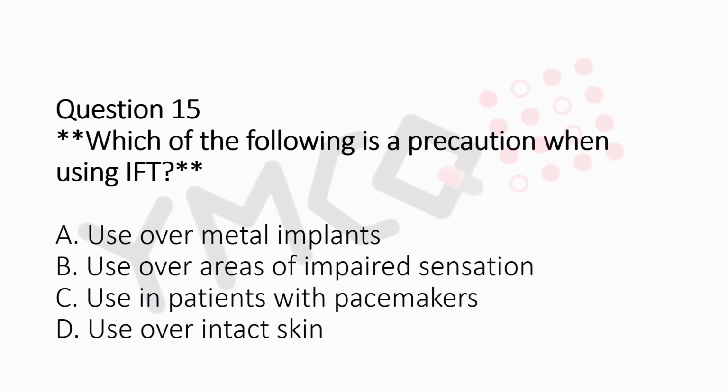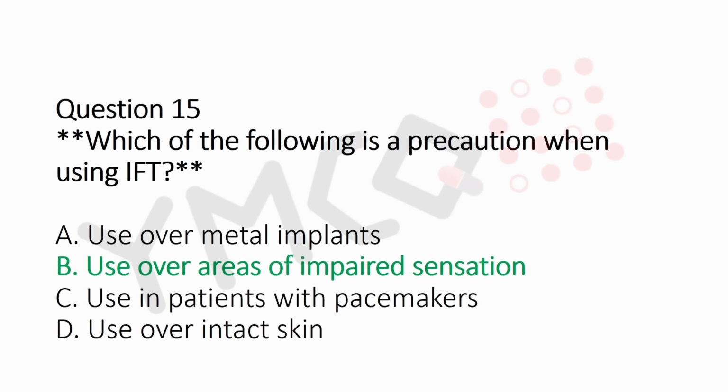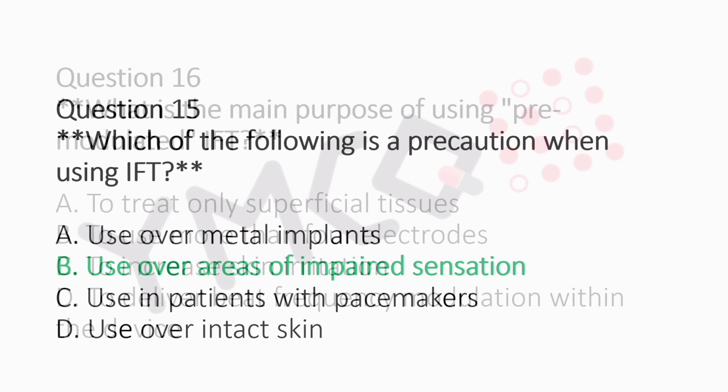Which of the following is a precaution when using IFT? Option A, use over metal implants. Option B, use over areas of impaired sensation. Option C, use in patients with pacemakers. Option D, use over intact skin. And the answer is option B, use over areas of impaired sensation. Now let's move to question number 16.